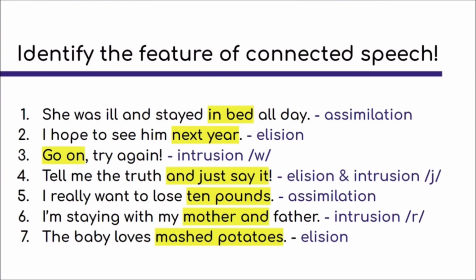Number 4, this was the tricky one. We had 2 things happening here. Tell me the truth and just say it. There was first of all elision in both words: the d was lost in and, and in just, the t was also lost. And between say and it, there is intrusion, a y appearing, say yit. So that was a bit tricky. If you've got that, well done.